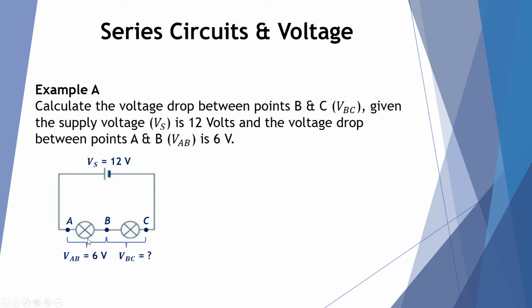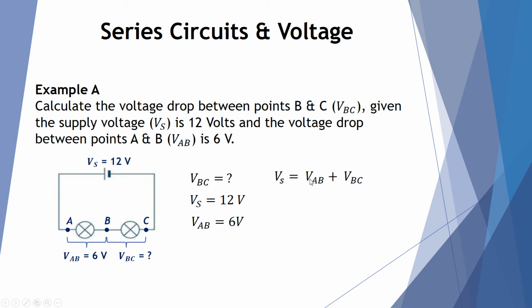Calculate the voltage drop between point B and C, given that the supply voltage, or the battery, is 12 volts, and the voltage drop between point A and B is 6. So as always, let's write down what we know. The voltage between B and C is what we're trying to calculate, that's the unknown. The voltage of the supply, or the battery, is 12 volts. And the voltage between point A and B is 6.